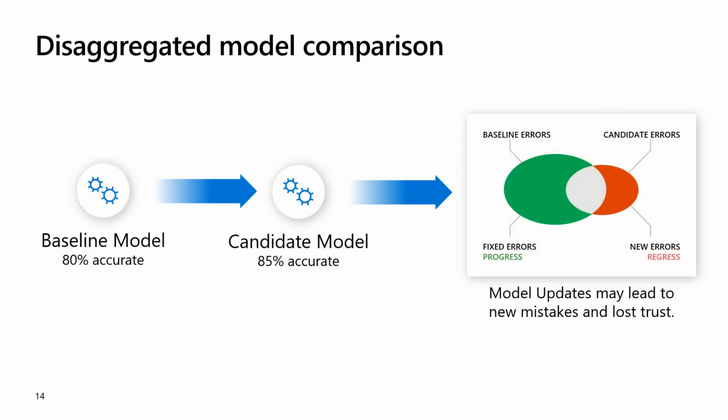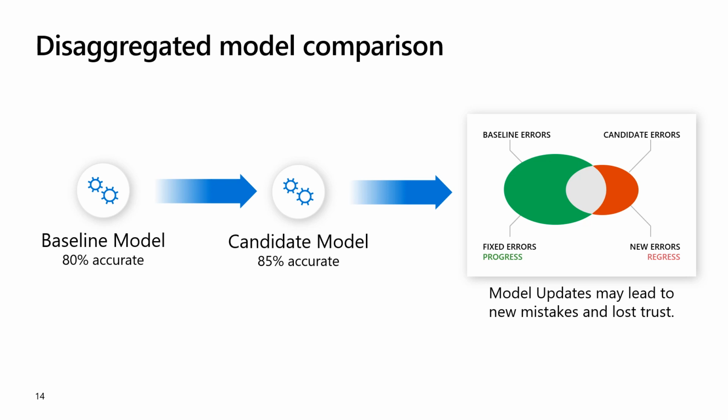Let's now move on to disaggregated model comparison. For evaluation, we mentioned that using a single score number is not sufficient because different cohorts may have very different performance. The same argument is valid when we compare models across different updates. A single score number may show that the overall model accuracy increases.